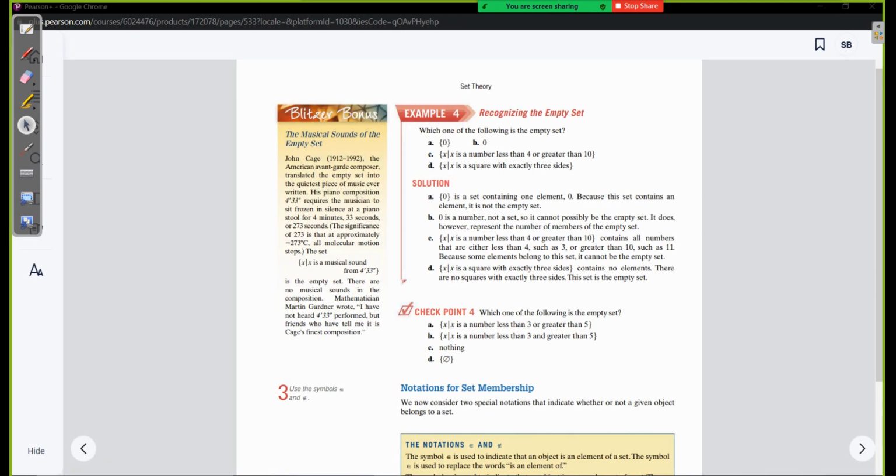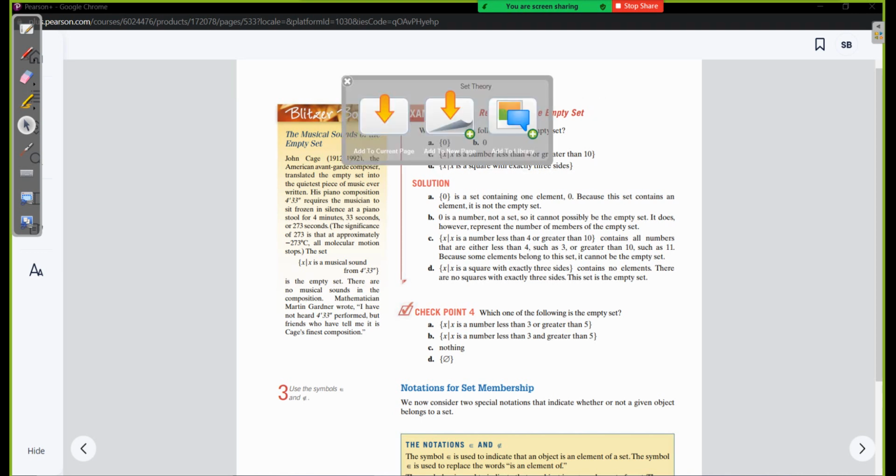Okay, so example 4. Okay, this is one we can definitely not snip the solutions to. Okay, so example 4 reads, recognizing the empty set. So which one of the following is the empty set? Alrighty, so A, we have a set and it contains only one element. It contains the element 0.